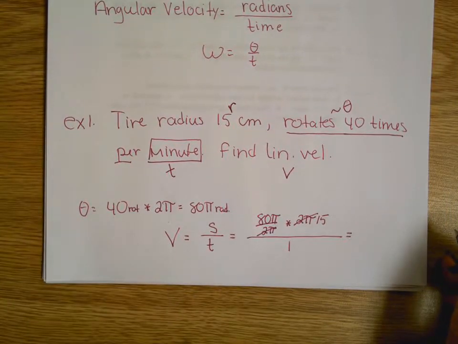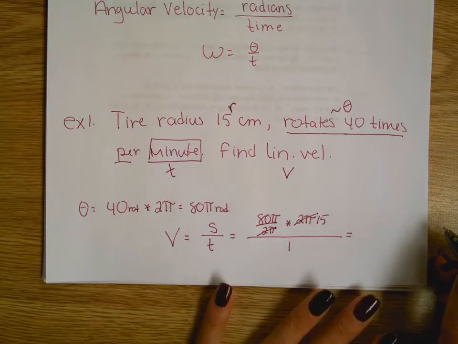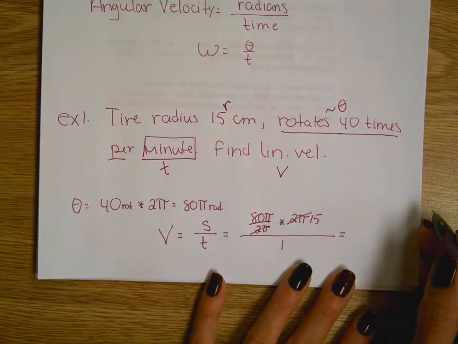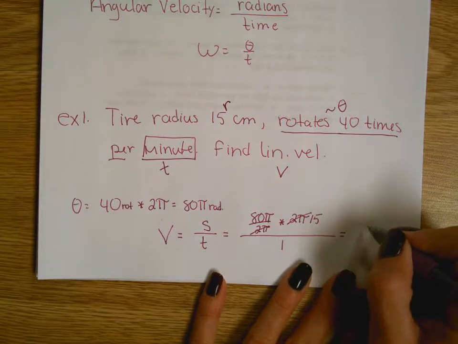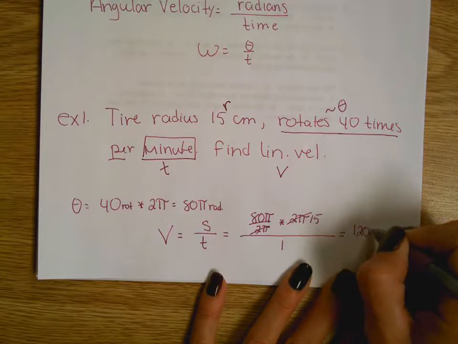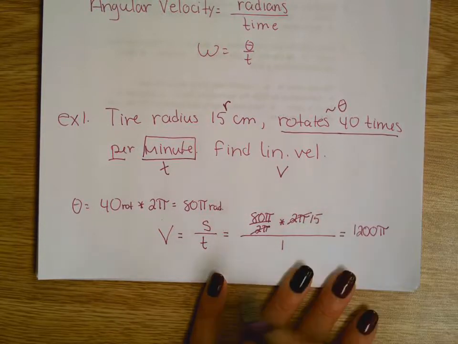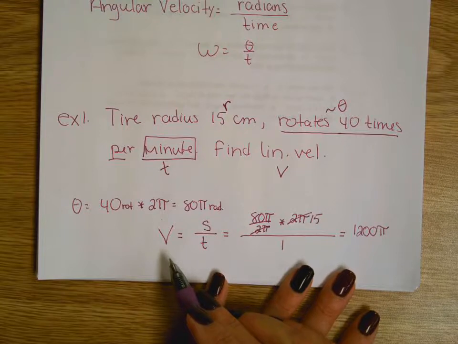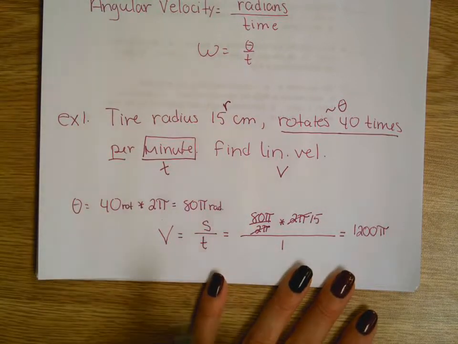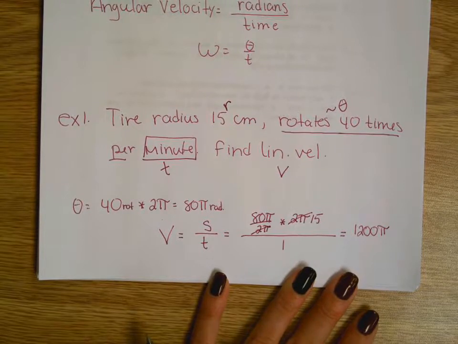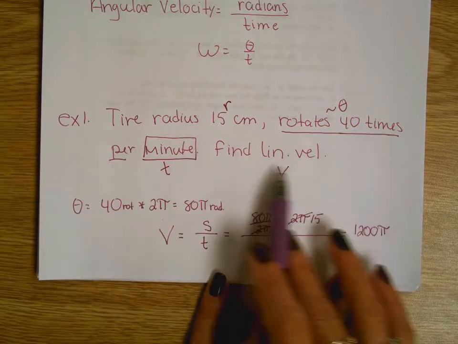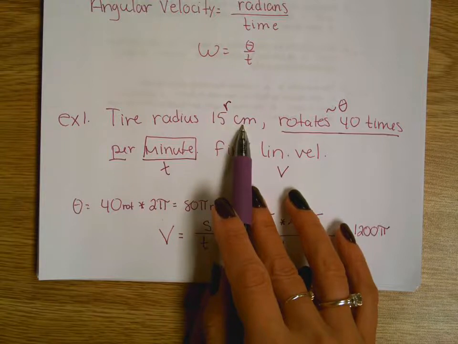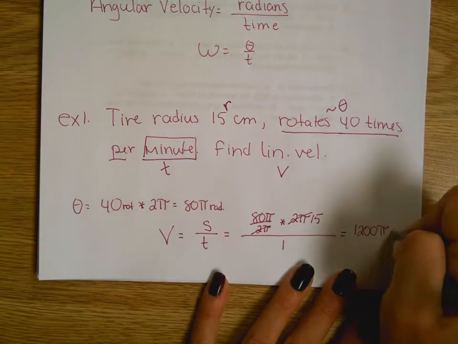So we multiply and put a label on it. Sometimes it's the labels that are the hardest. If we want to stay exact, what is 80 times 15? 1,200. And because this is linear velocity, I need a distance per time unit. What's my distance unit? What in here was a distance? So it would be centimeters per minute.